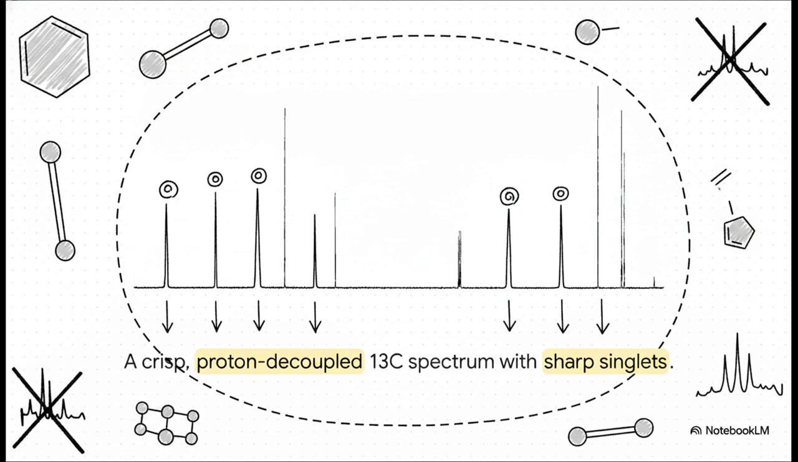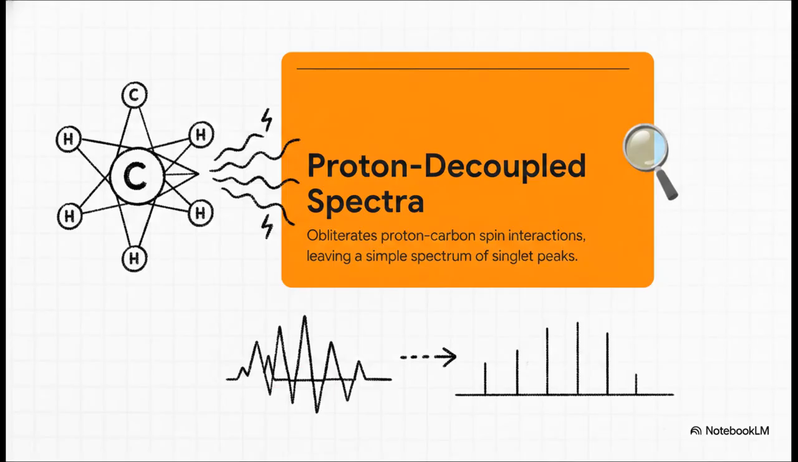But you might be wondering, why are there no splitting patterns here? The secret behind that beautiful simplicity is a technique called proton decoupling. The vast majority of carbon-13 spectra you'll ever see are obtained this way. Essentially, the instrument bombards the sample with a broad frequency that perfectly obliterates all the spin interactions between the attached hydrogens and the carbon-13 nuclei.